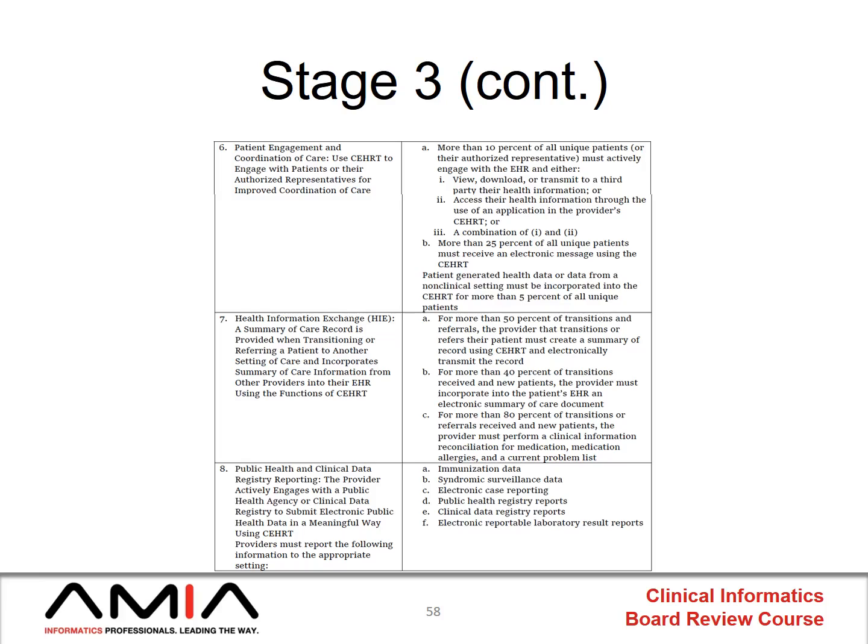This slide shows the additional categories for stage 3 of meaningful use. We see that the total number of categories is less, although many of the criteria have a higher bar to be met in stage 3.